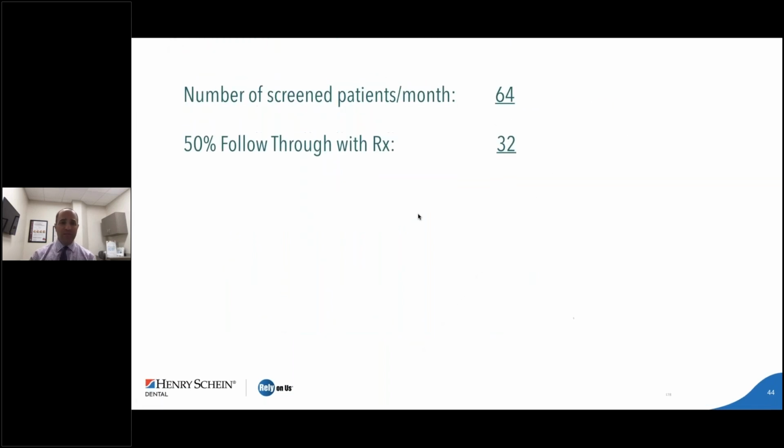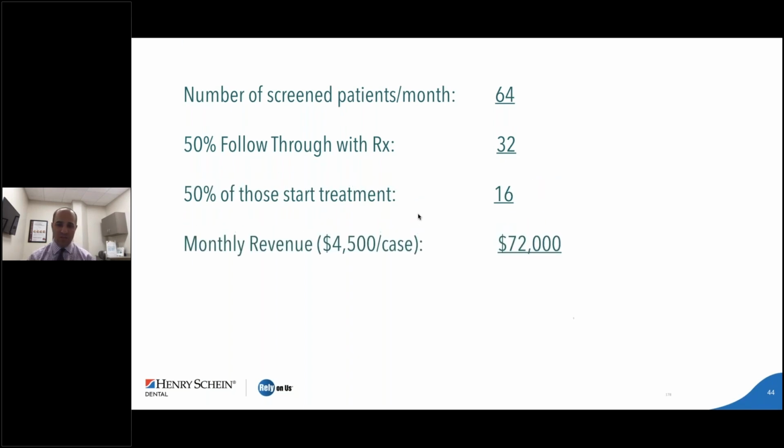So now you take those 64 patients, you make the proper referrals. Let's say 50% follow through with the recommendation for a sleep study. So that's 50%. So now we have 32 patients. Now let's say 50% of those get diagnosed and move forward with treatment. So that's 16 patients that need treatment in your office.